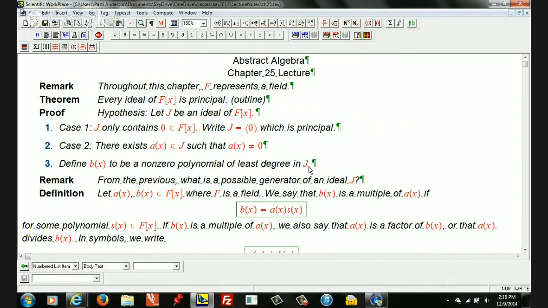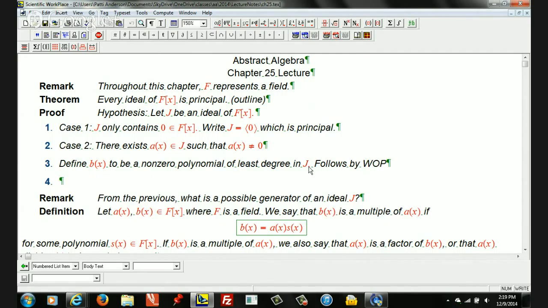By the way, how can we assume that there is a non-zero polynomial of least degree? What allows you to make that assumption? Because you're in a space where you're trying to show that B is your generator. So that means there's the well-ordering principle. Yep, so this follows by the well-ordering property. Okay, then what do they do with B?